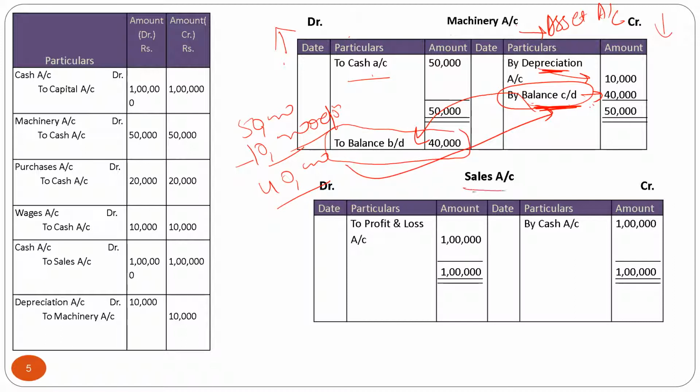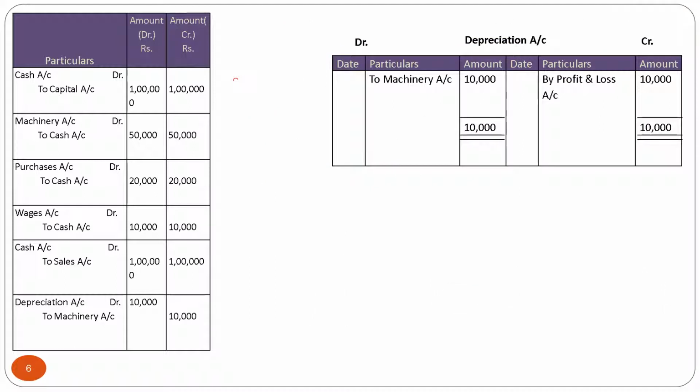Next, we have the sales account, that is a type of income account. So it will again be transferred to the profit and loss account. Next, we have the depreciation account. I have posted this entry here. Depreciation account debit to machinery, and then at the end of the year it will be closed by transferring it to the P&L account. So by P&L account rupees 10,000.